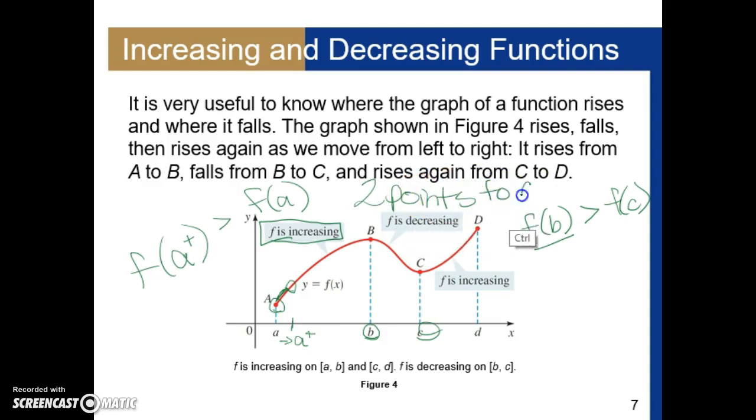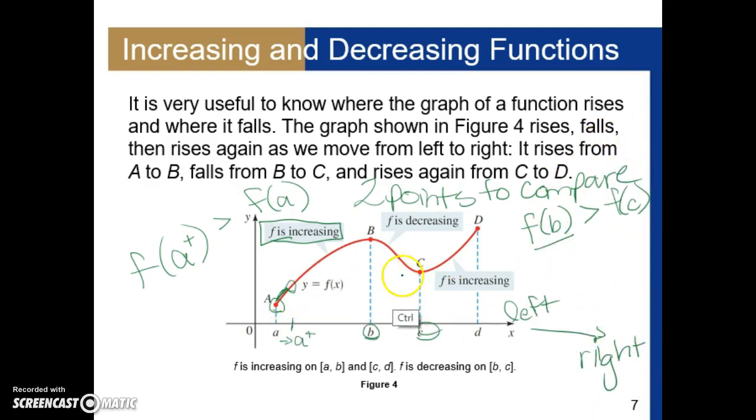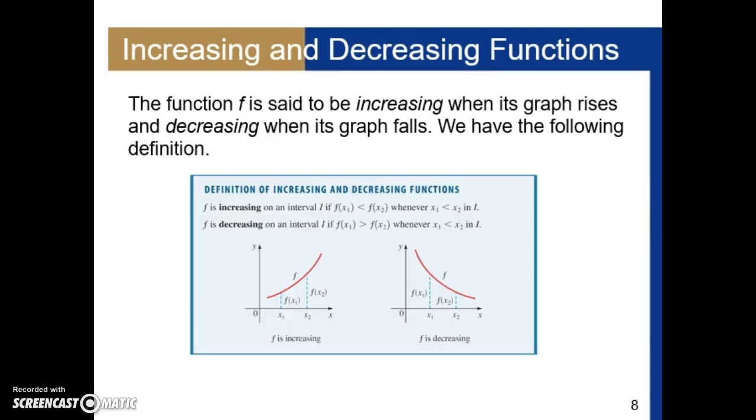If we're going to compare what's happening to our function, we always move from left to right. We're looking for increasing or decreasing behavior by comparing what's going on in our function looking left to right always. That's what it means to be increasing or decreasing. So that's just a straightforward definition of how we're going to compare.